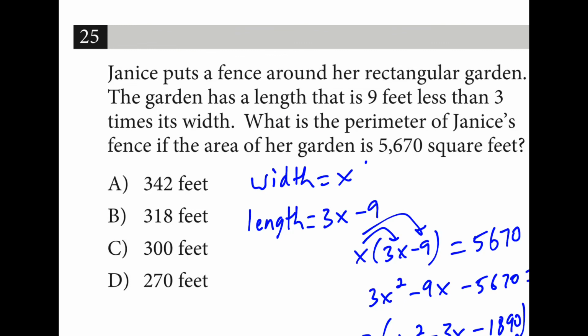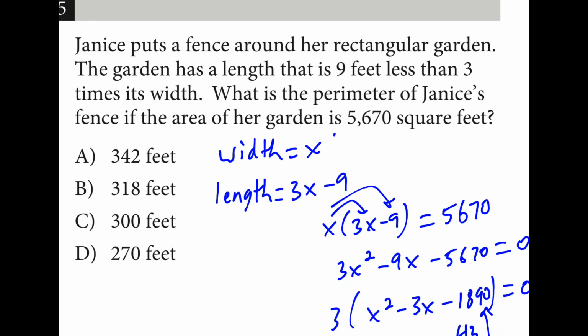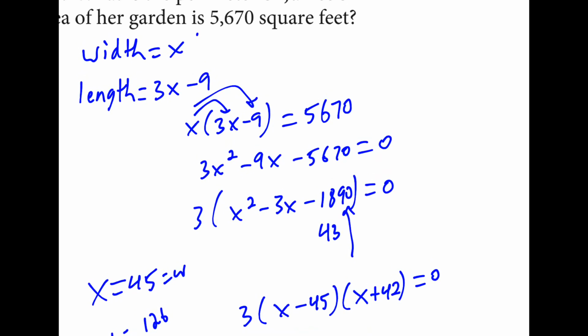So the last problem, a bit of a doozy. I have a garden that has a length that is 9 feet less than 3 times its width. So if I call my width x, then my length is going to be 3x minus 9. So I can take length times width and equal that to area. So here I have x times 3x minus 9 is equal to 5,670. I could move that 5,670 over to turn this into a quadratic.